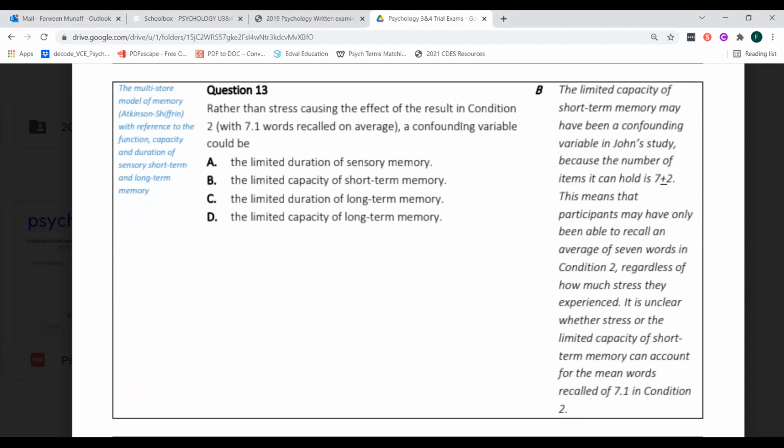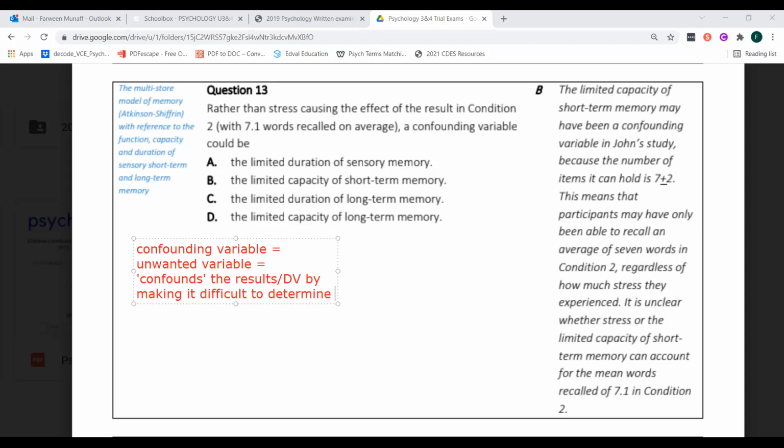Remember guys, a confounding variable is just an unwanted variable. It's a variable that confounds the DV. The other type of unwanted variable is extraneous. A confounding variable confounds the results by making it difficult to determine whether the IV, in this case stress, led to the change in results, which here is the number of words recalled, or whether it was some other factor.